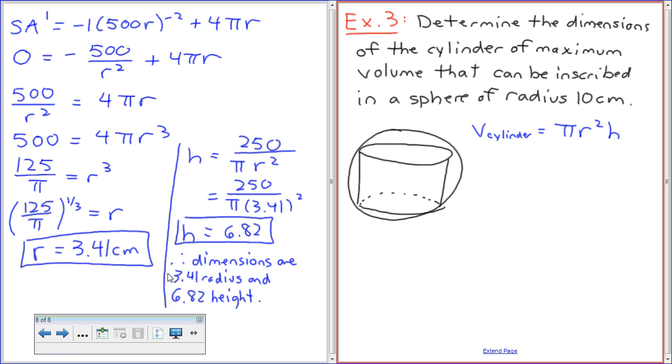Now here's the trickiness for this, okay? What else do we know that we've been given here? The radius is 10. So what I'm saying here is the radius of the sphere is 10. Now, because this is higher up in the middle, that's not going to necessarily be 10 there. It's going to be a little bit shorter.